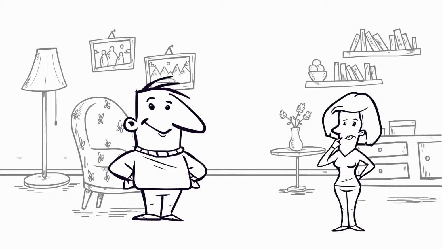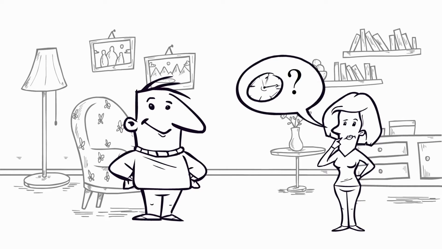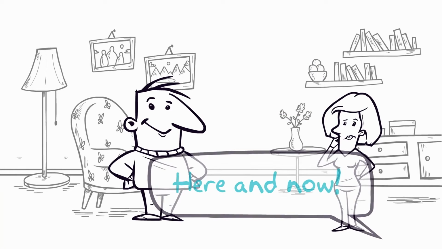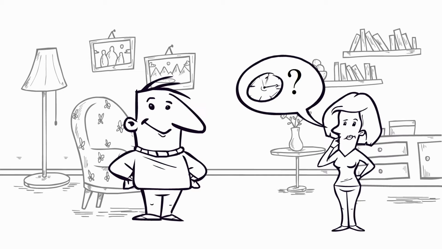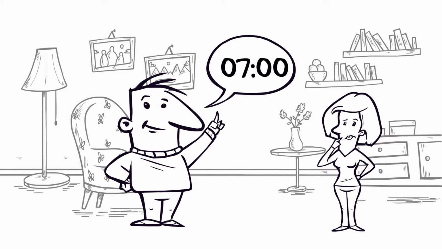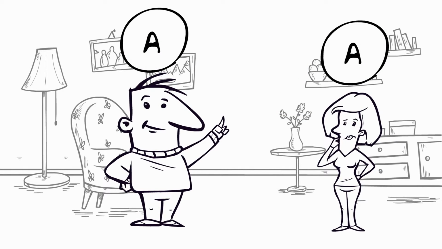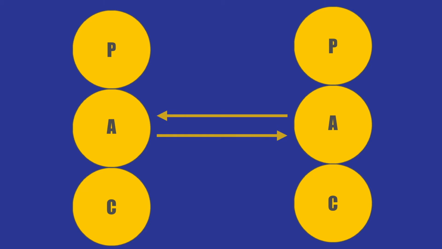In this video, we will talk about complementary transactions. Do you remember the example when your friend asked for the time? You exchanged information from the present. Using our observations about body and voice, we knew that the sender and the receiver were both in their adult ego state. The transaction can be illustrated like this.